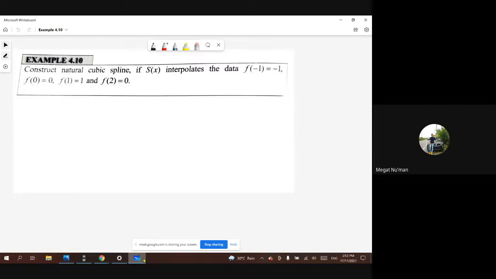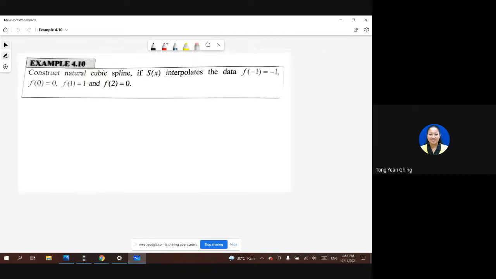Okay, let's continue with example 4.10, on page 96 in your book. It says: construct the natural cubic spline if f(x) interpolates the data from f(-1) equal to -1, f(0) equal to 0, when x is 1, y is 1, and when x is 2, f(x) is 0.